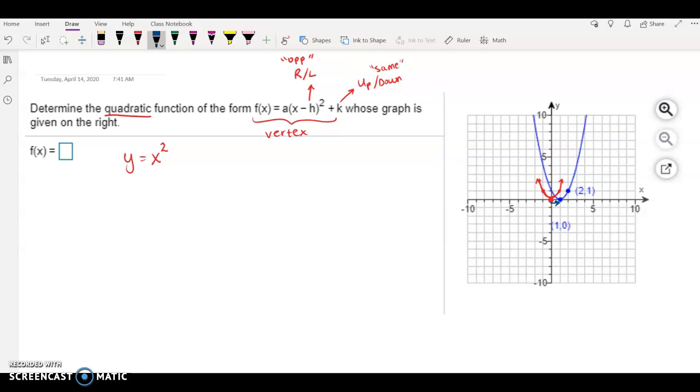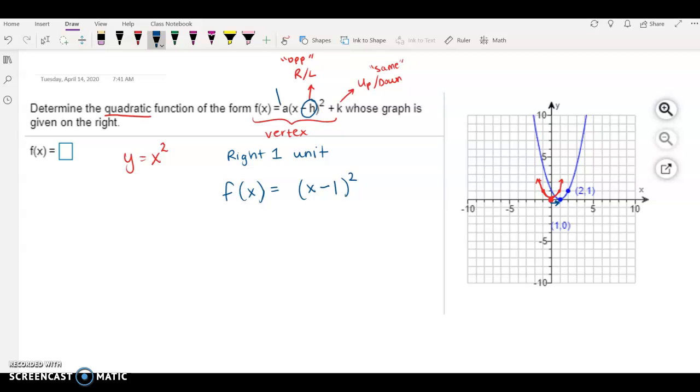So then we have to figure out, all right, if it has been moved to the right 1 unit, but hasn't moved up or down, where do I put that number? Well, that number is going to go on the inside because it is right or left. So my function f of x is going to have something with a 1 on the inside. Now, if it goes to the right, right numbers are normally positive, but when they're on the inside, we have to do the opposite. So it's actually going to be a -1. A -1 is going to move things to the right.